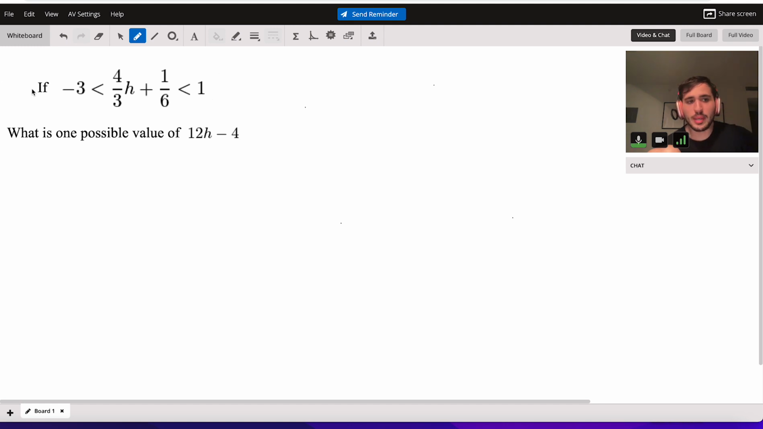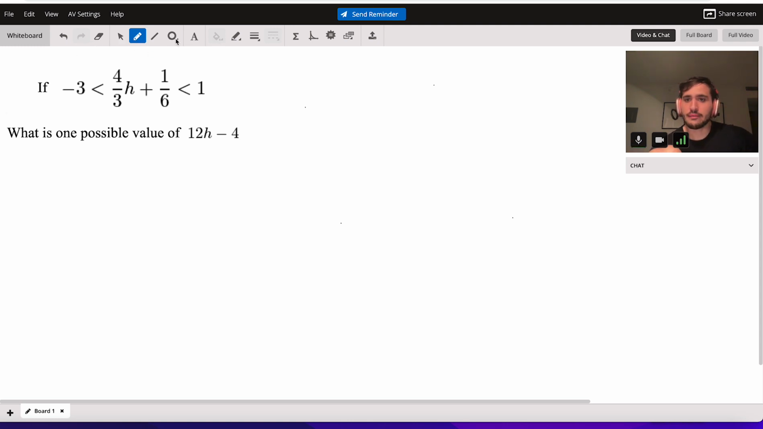So first, we're going to multiply everything by 9. The reason why is because if we multiply by 9, this becomes 36. This becomes 3. 36 divided by 3 is 12. That gives us 12h. This negative 4 will come in soon. So let's go ahead and do that first.